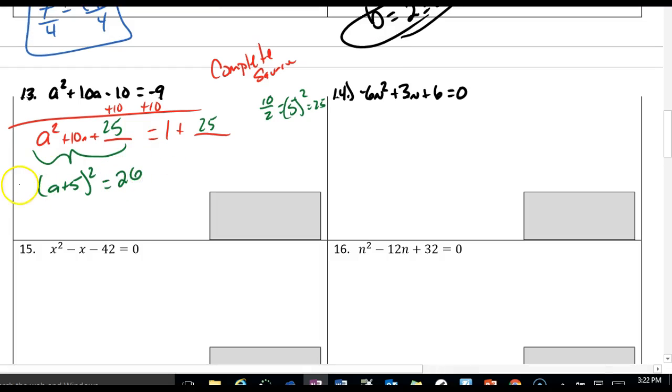So the next step here is take the square root of both sides. Square root here gives you just a plus 5 is equal to, anytime I do the square root, plus or minus the square root of 26. Subtract my 5. A is going to give us negative 5 plus or minus the square root of 26.